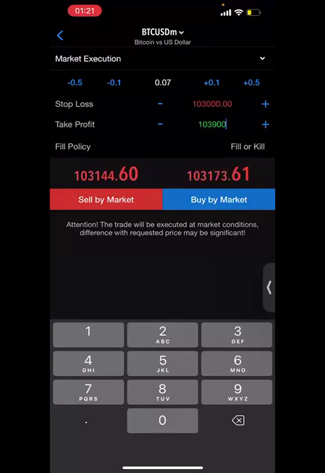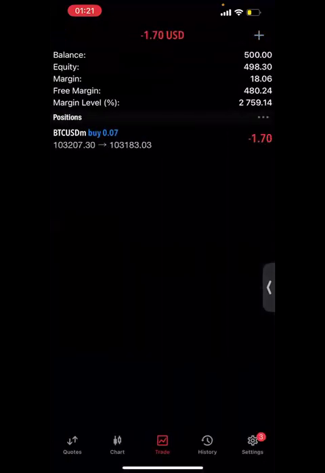You see what they're asking me next? See, I inputted the lot size 0.07. I inputted the stop loss. You see there. I inputted the take profit. So the next thing they're asking me now, do I want to buy or I want to sell? It's buy, I want to buy. So I click on buy. So you see now, as I've clicked on the buy now, you can see the trade is currently running.